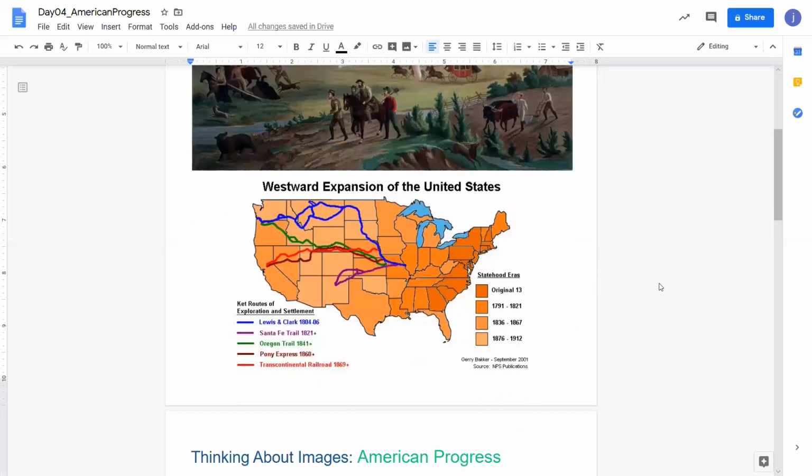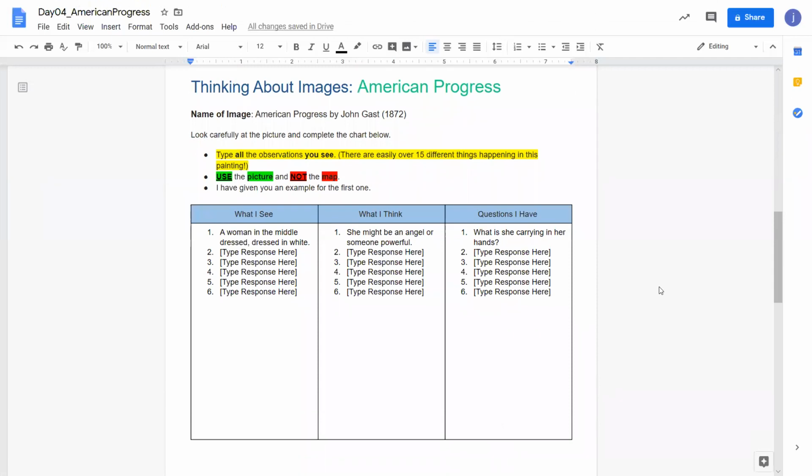After you've taken a look at it, you're going to first complete the chart. So for this chart, make sure you type out all the observations that you see, and you can easily identify 15 different things or more in this painting. Use the picture. Do not use the map. We are analyzing the picture. And I actually gave you a first example.